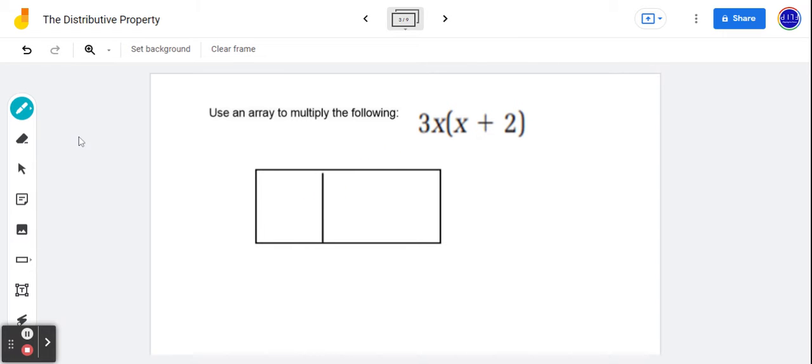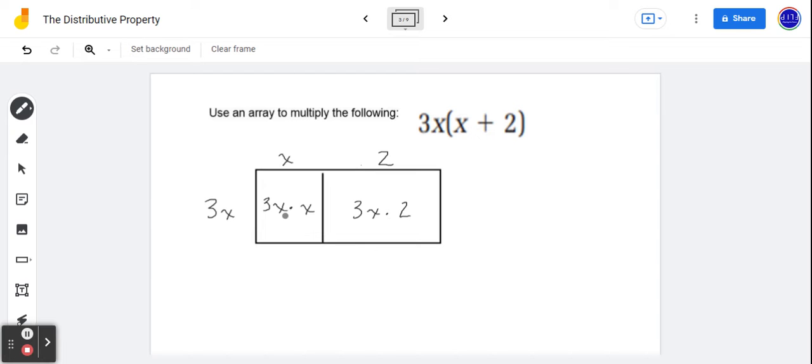Now let's add a coefficient to our multiplier, or to the x. So let's have a 3x term, and we'll change this up just a little bit. So we'll label this dimension as 3x, and this as x, and then the rest of that length or term, we'll put the plus 2 here. And we don't really have to add the plus 2 in. We can understand that the length is the sum of x and 2. So let's fill in the array. So we'd have 3x multiplied by x, and then we'd have 3x multiplied by 2.